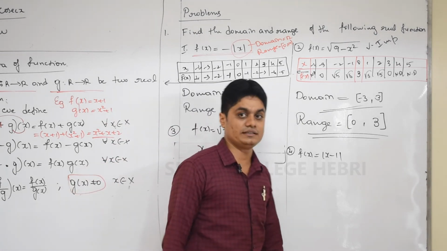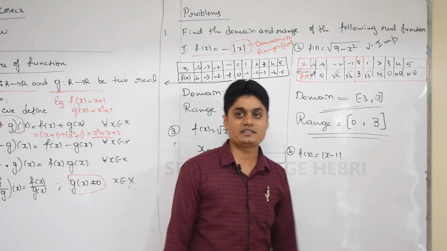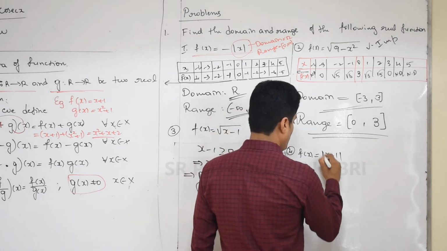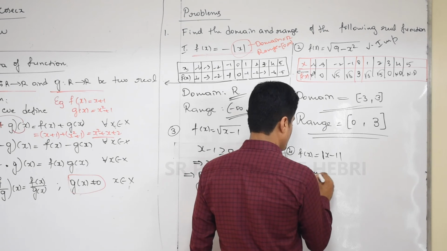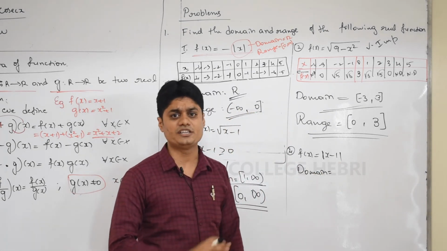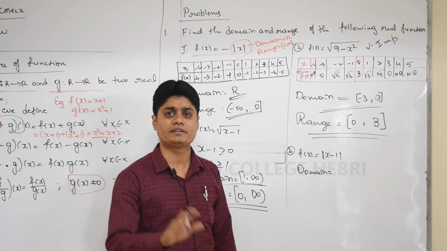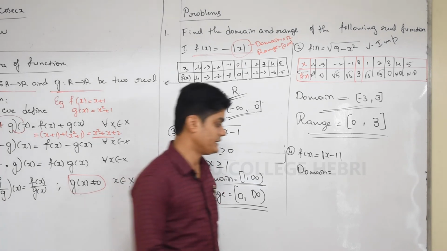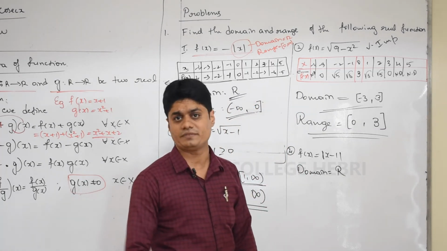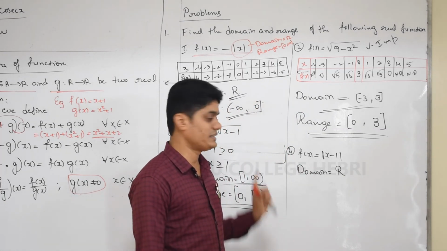Last question under this heading, find domain and range. f of x is equal to mod of x minus 1. Okay, see mod of something. Is there any issue in the domain? For modulus function, definitely there will not be any issues in the domain. For every real number it will give some output. Modulus function, since there is no denominator, will be defined for all the input. So domain is nothing but R.